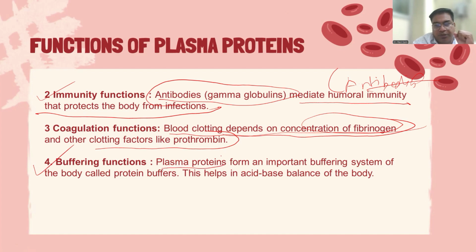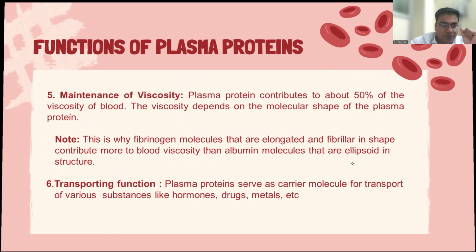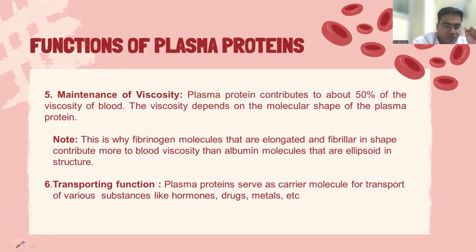Buffering functions: plasma proteins form an important buffering system of the body called protein buffers. This helps in acid-base balance of the body. Next function is the maintenance of viscosity. Plasma proteins contribute to about 50% of the viscosity of the blood.